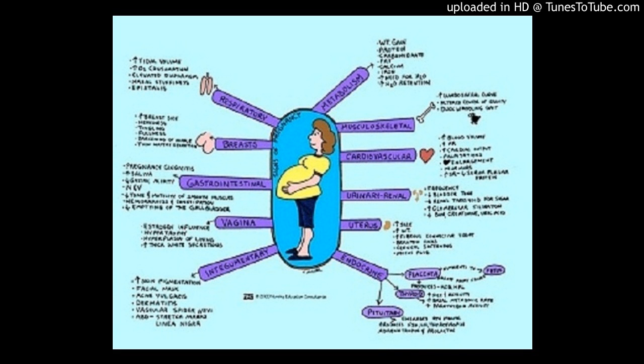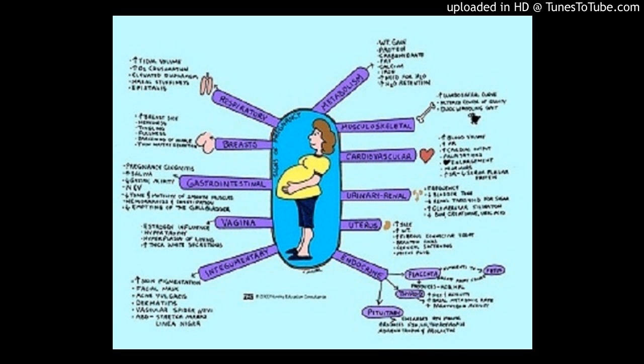Another sign that may happen is Chadwick's sign. The actual cervix is going to have a bluish tint. As the pregnancy becomes probable, the cervix is going to become softer and bluish. Now, most of the time we think blue is not good. Well, blue is okay for a cervix when you're pregnant. Okay? The next one is Hegar's sign. I don't think I have that right.